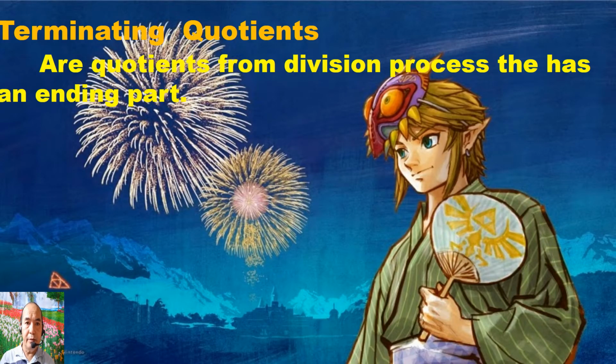Now let's take on terminating quotients. What do you mean by terminating quotients? These are quotients from division that have an ending part. Meaning to say, during the division process, we will be able to terminate the division. There will be no remainder in the process of division. That's why we call them terminating quotients. It has an ending part. It will end with no remainder at all.